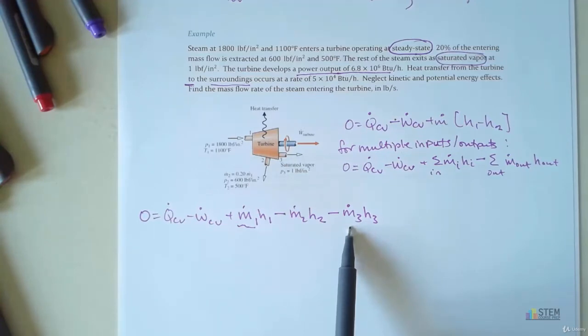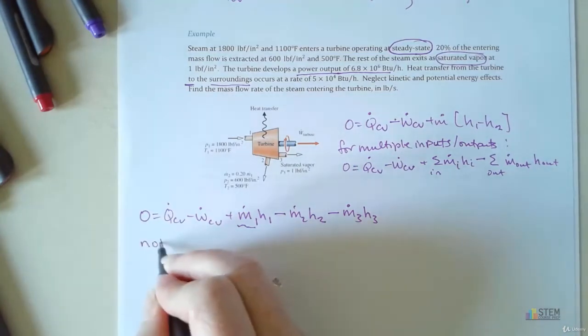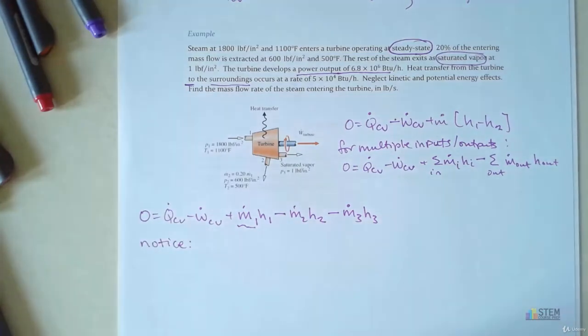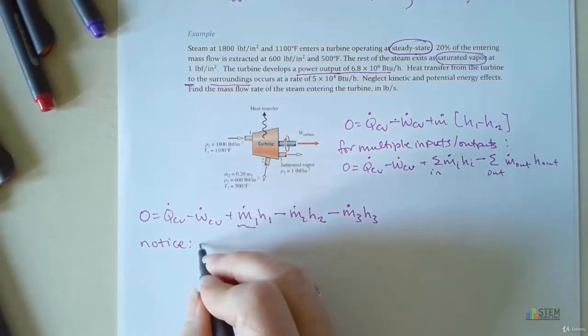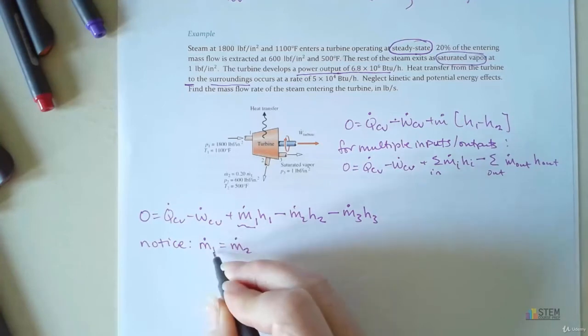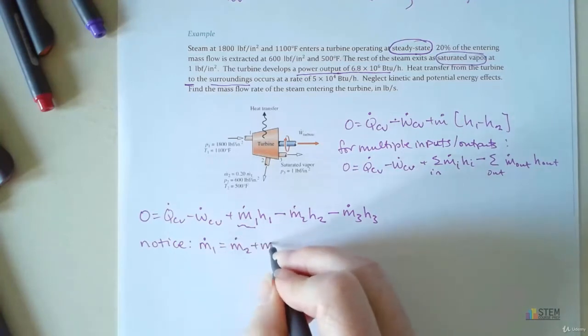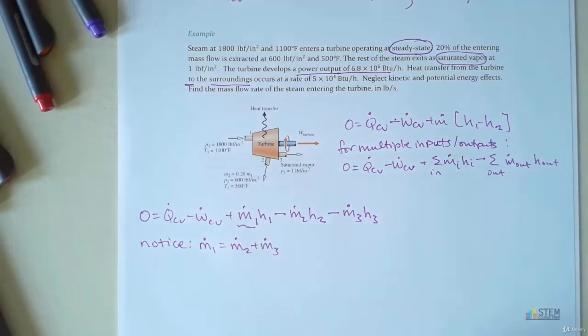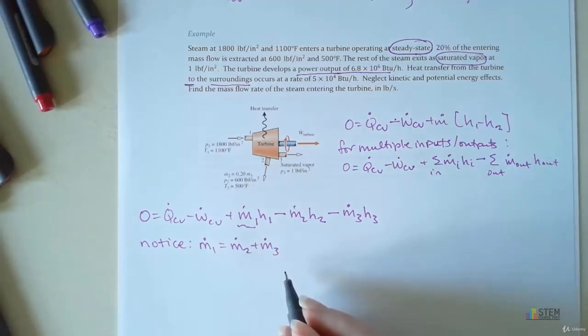Now remember, we've got steady state going on, so that gives us another equation for mass flow. Basically what's coming in has to equal what's going out. So that means M1 dot has to equal M2 dot plus M3 dot. So this gives us another equation, so that's a good thing.